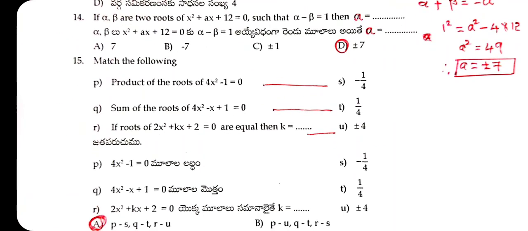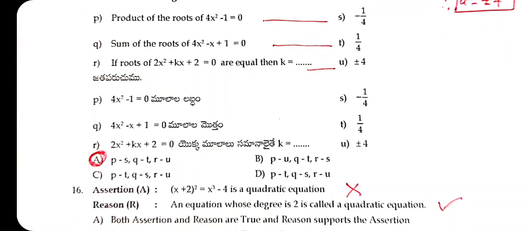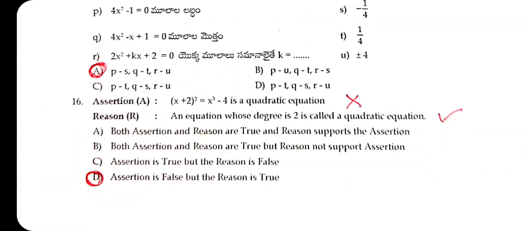Next, the product of the roots is c by a, so minus 1 by 4. So it means they have given the opposite. Sum of the roots is minus b by a, means 1 by 4, that is also given oppositely. Roots are equal, then k is equal to, obviously this is also plus or minus 4. So the option is as shown.